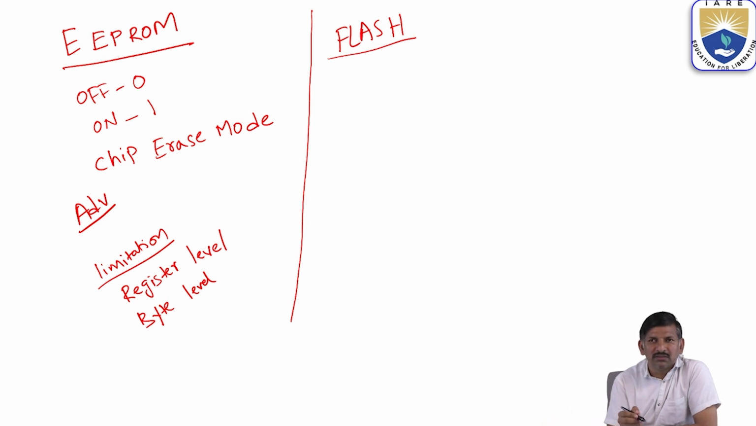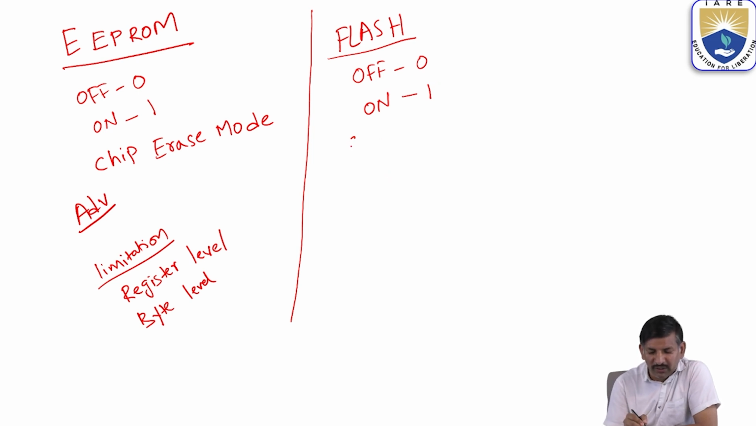In flash, internally it contains a transistor. By default, it is in off condition. At that time, it stores bit 0. Whenever the transistor is on, meaning input voltage is greater than the conducting voltage, the transistor becomes on. It stores 1. Like that, it will store the bit information 0s and 1s in the memory device.